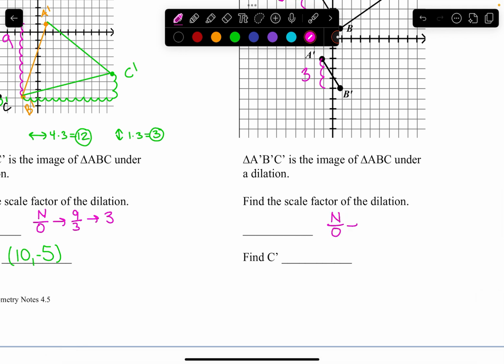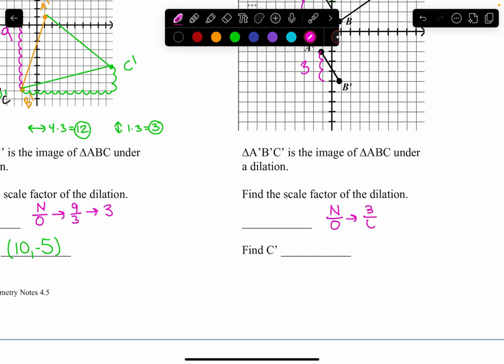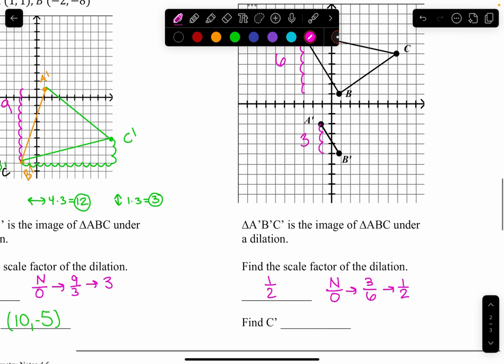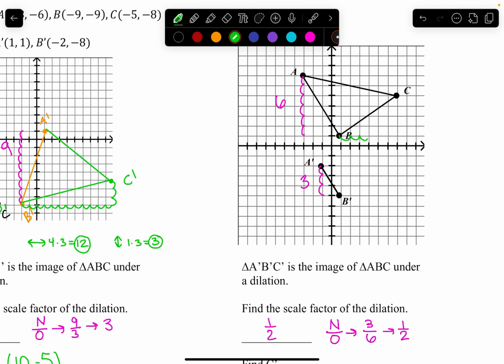New over old. Okay, my new is 3. My old is 6. So I have a scale factor of 1/2. I'm going to find the distance both horizontally and vertically from B to C. I have to take both of those distances, multiply by 1/2 to get the new distance of C prime. Here we go. 1, 2, 3, 4, 5, 6.